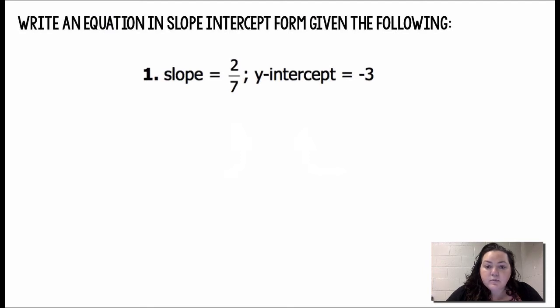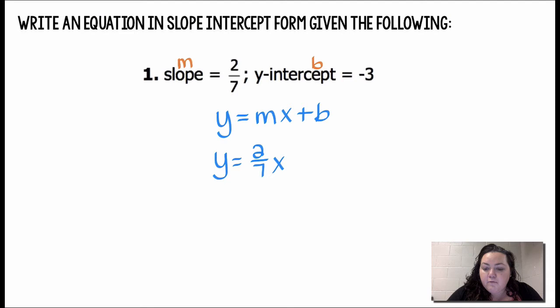Write an equation in slope-intercept form from the given information. The slope is 2/7 and the y-intercept is -3. I'm going to use slope-intercept form, y equals mx plus b. The slope is your m, and the y-intercept is your b. So I'm just going to plug those in. Where I have m, I'm going to plug in 2/7, and where I have b, I'm going to plug in -3. And there's my equation.